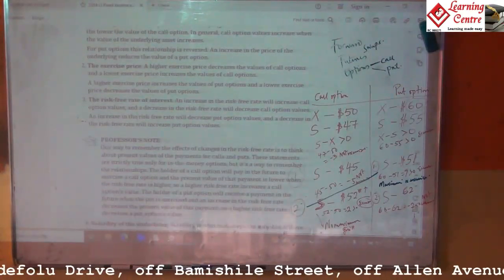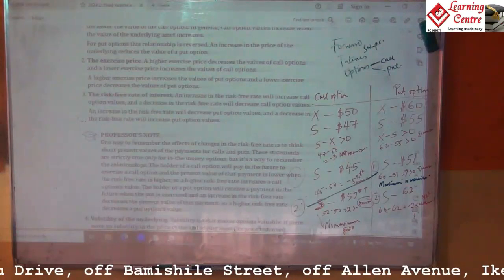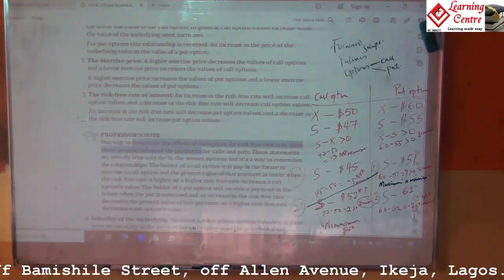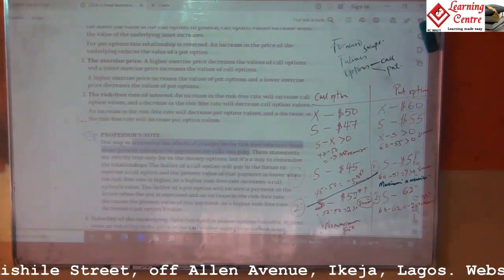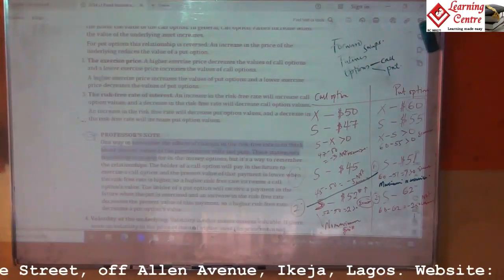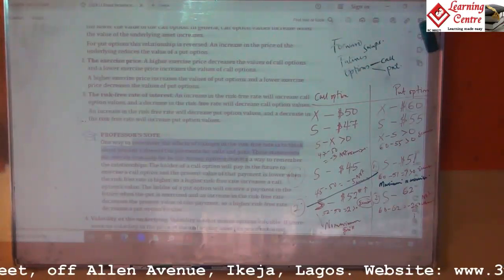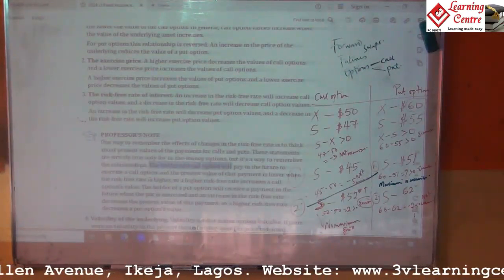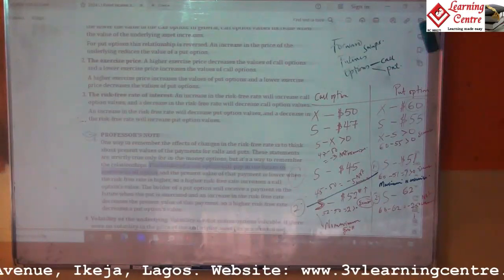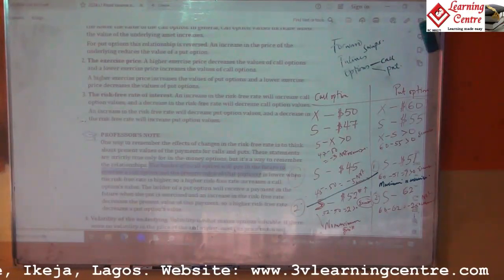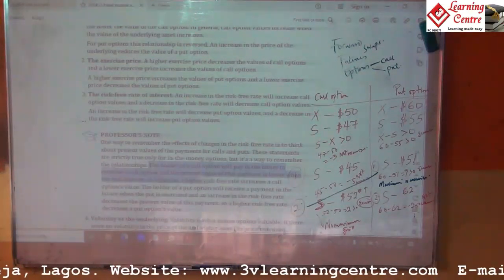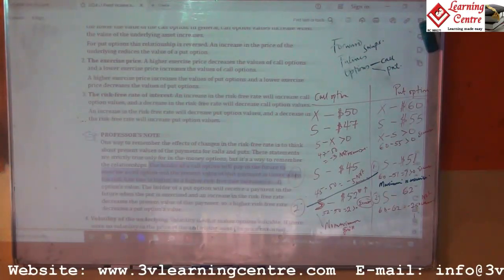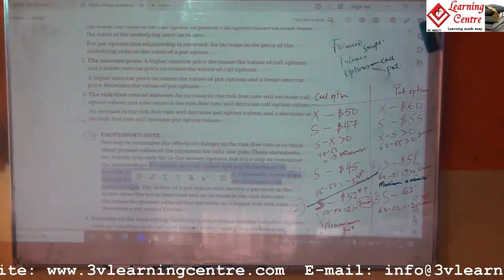Okay. So one way to remember the effects of changes in the risk-free rate is to think about the present value of payments for calls and puts. These statements are strictly true only for in-the-money options, but it's a way to remember the relationship. The holder of the call option will pay in future to exercise the call option, and the present value of that payment is lower when the risk-free rate is higher. So a higher risk-free rate increases the call option value.